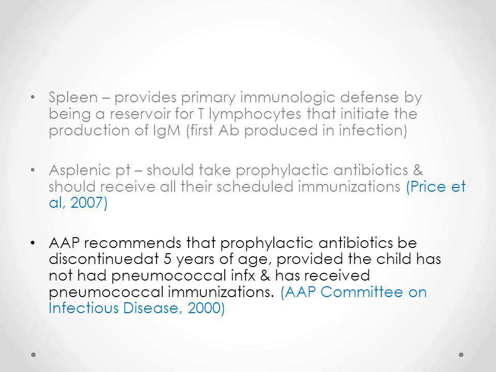The spleen provides primary immunologic defense by being a reservoir for T lymphocytes that initiate the production of IgM, the first antibody produced in infection. A splenic patient should take prophylactic antibiotics and should receive all their scheduled immunizations. Price et al., 2007. AAP recommends that prophylactic antibiotics be discontinued at 5 years of age, provided the child has not had pneumococcal infections and has received pneumococcal immunizations. AAP Committee on Infectious Disease, 2000.